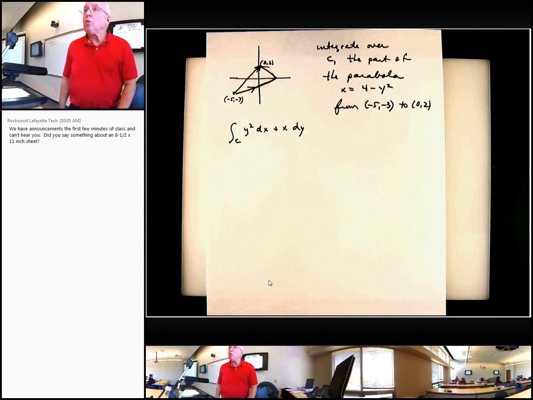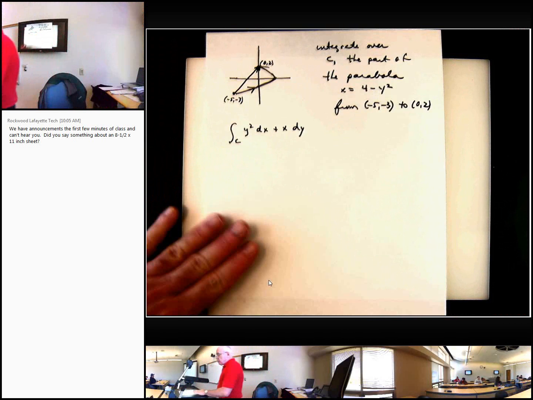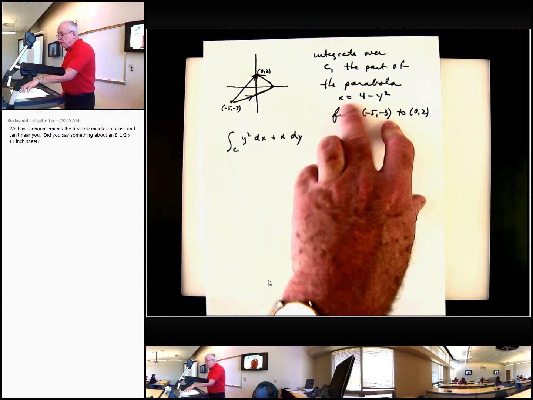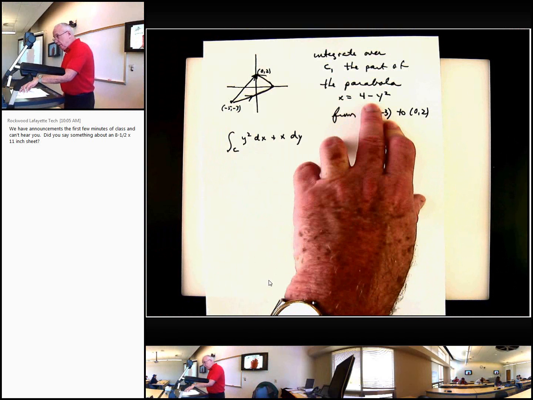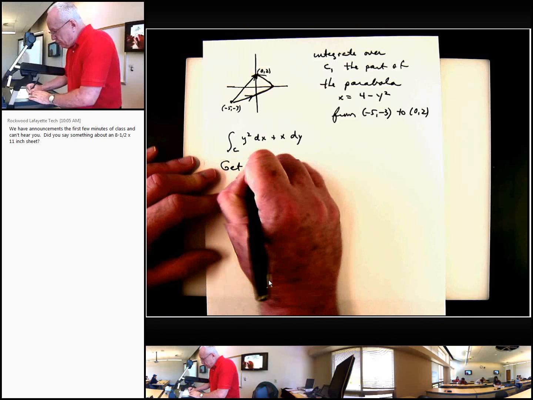All right, so just like before, we have to get a parameterization. And of course, our clue for the parameterization is going to be the equation of the parabola. So get a parameterization of the curve.